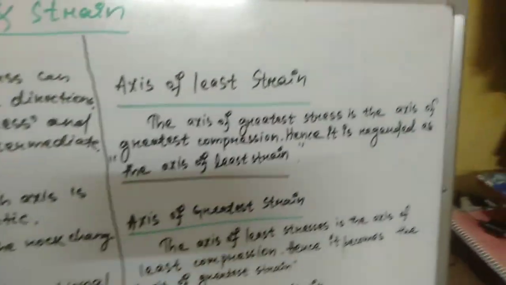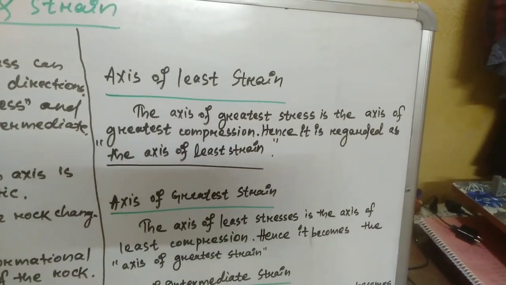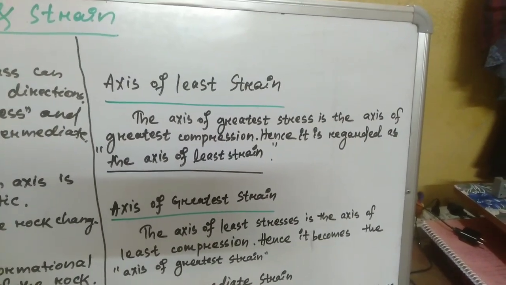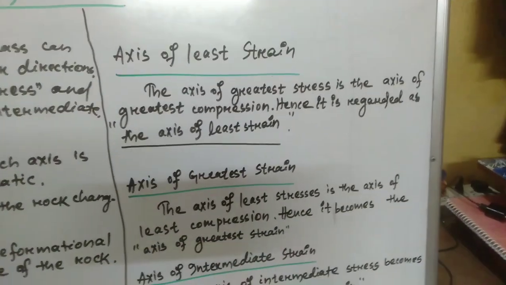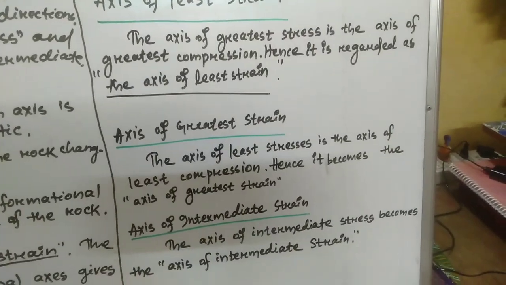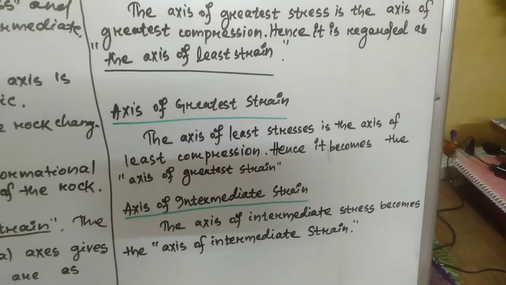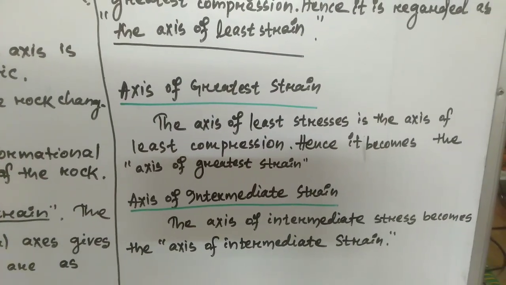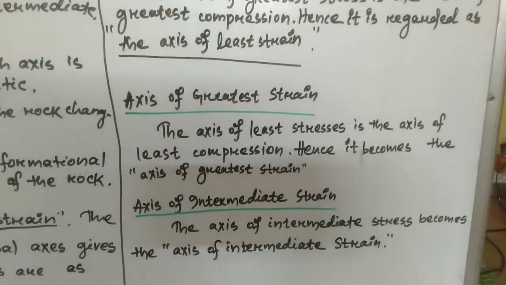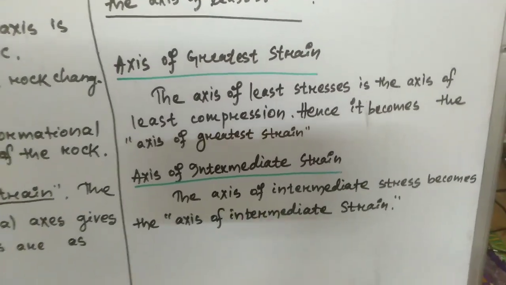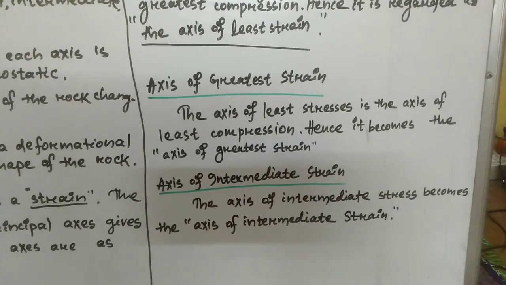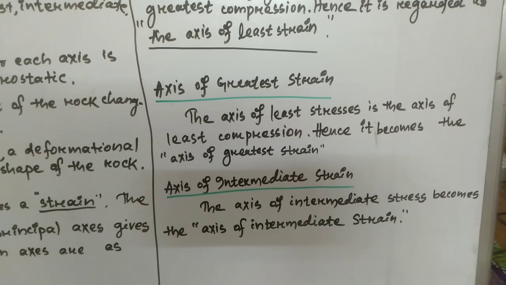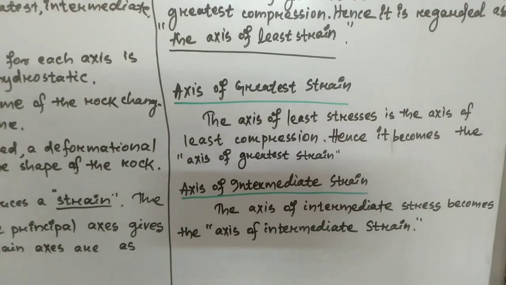Now we will see what is axis of least strain. The axis of greatest stress is the axis of greatest compression, hence it is regarded as the axis of least strain. Next is axis of greatest strain. The axis of least stress is the axis of least compression, hence it becomes the axis of greatest strain. Now axis of intermediate strain. The axis of intermediate stress becomes the axis of intermediate strain.